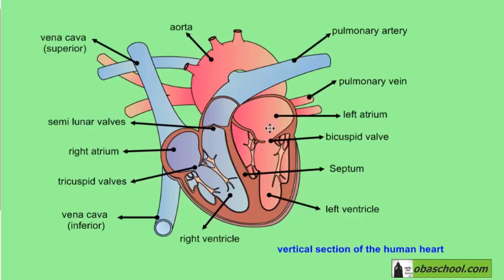undergo gas exchange. The carbon dioxide will diffuse from the blood to the lungs, and oxygen will diffuse from the lungs to the blood. Now this blood is oxygenated again, and it will return to the heart through the pulmonary vein, and the cycle starts again.